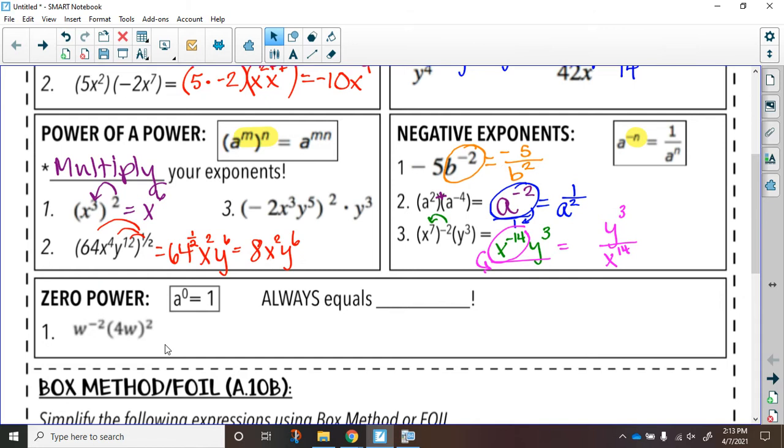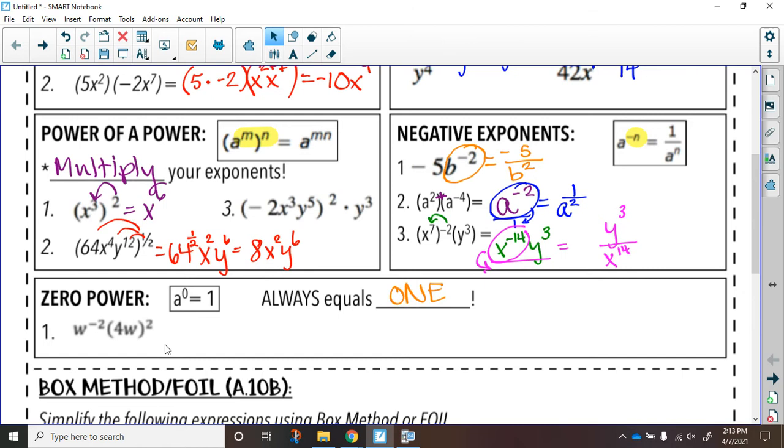Okay. Now let's look at the zero power rule. So with the zero power rule, our answer will always equal 1. So it always equals 1. Let's look at number 1.